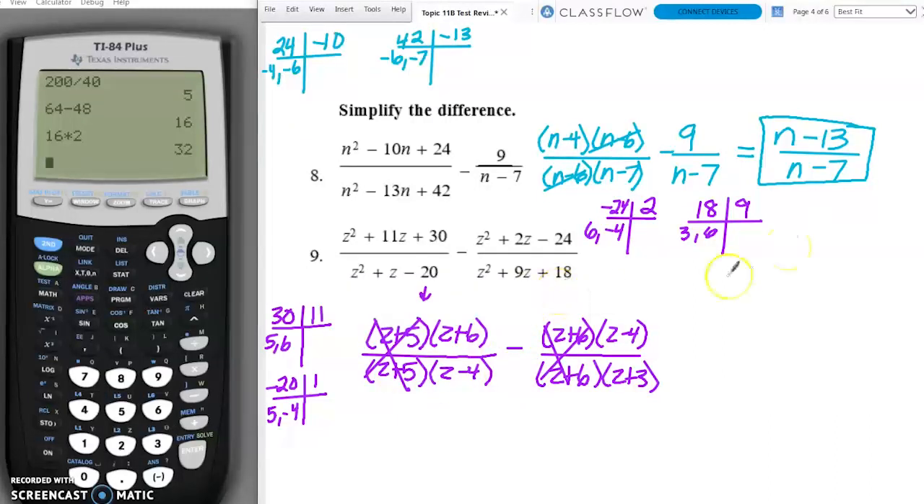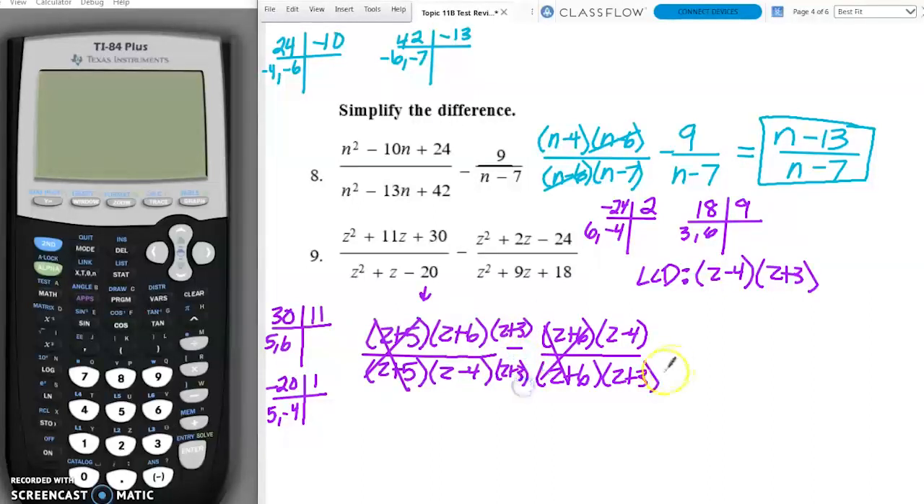So now looking at my least common denominator, these two don't share anything, so we're just going to throw them together. It's going to be z minus 4 times z plus 3. And so we have to multiply this one by z plus 3 over z plus 3, and this one needs to be multiplied by z minus 4 over z minus 4. So my denominators on both of these are now going to be z minus 4, z plus 3.